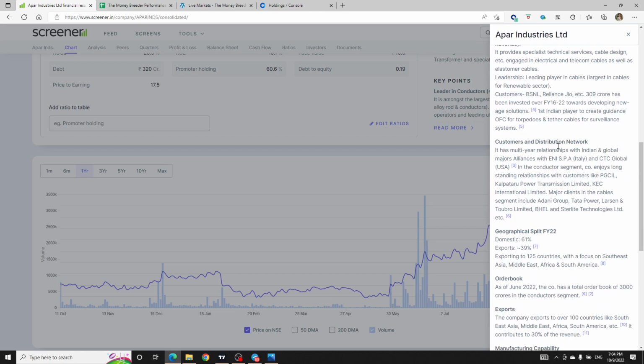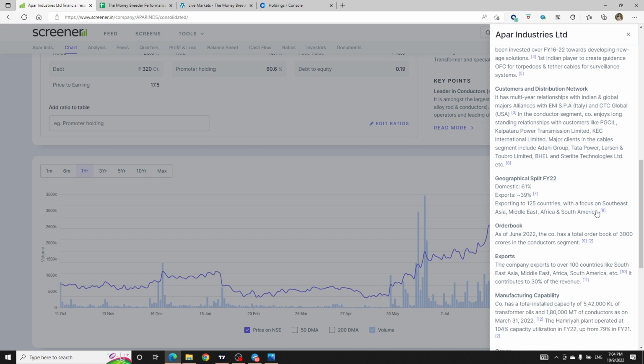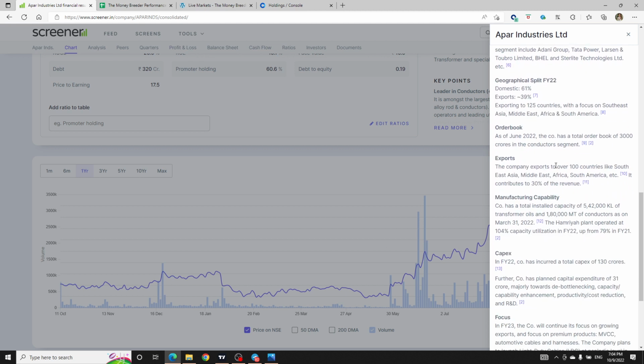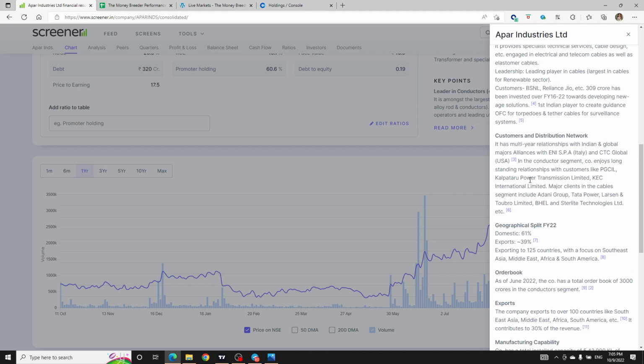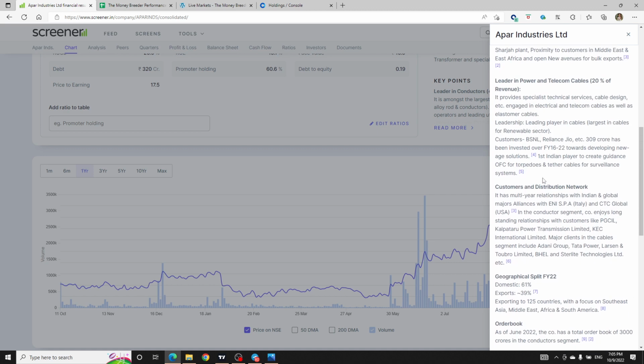Who are the customers for this company? If we see the customers, they are the fastest growing companies. Jio, and BSNL, which just now upgraded to a 4G network. Now if they want to upgrade this 4G network across entire India, they have to go for a different kind of cabling.